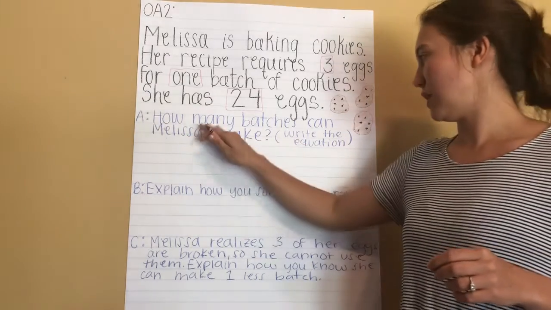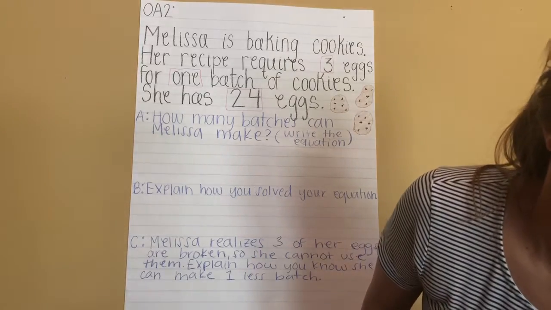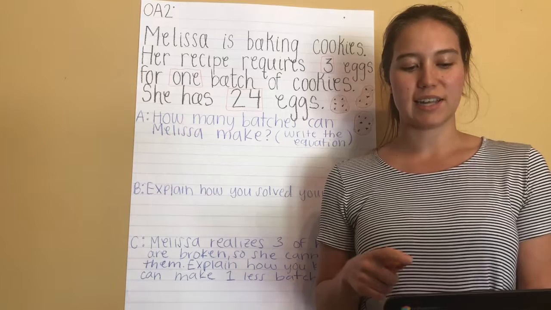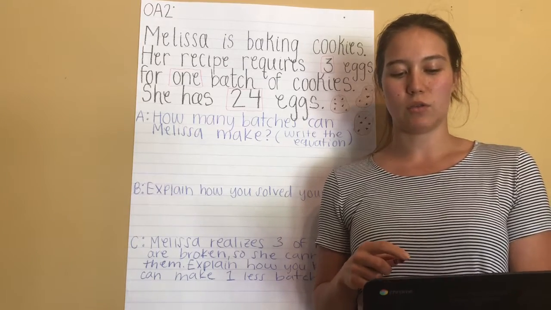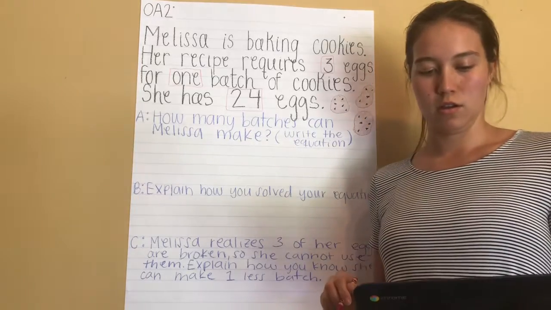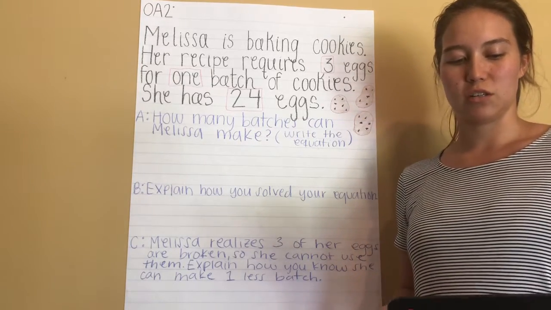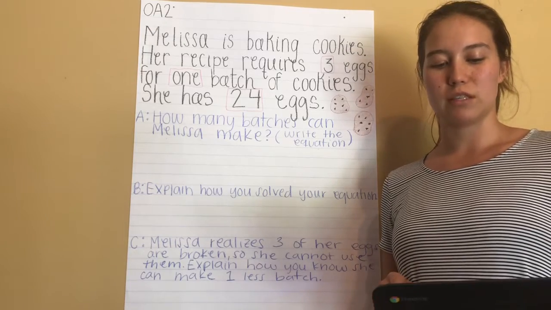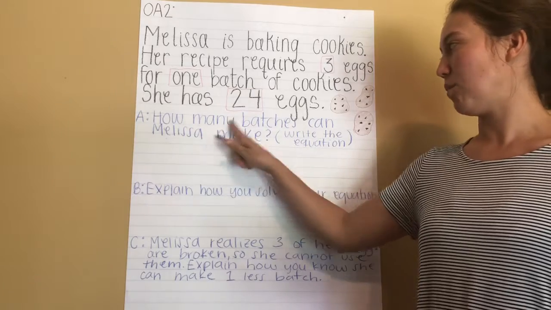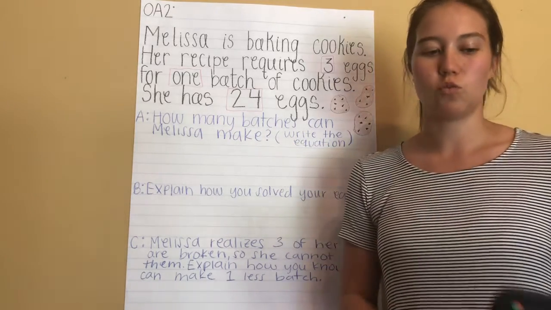Part A is a combination of A and B. So in the GMAS packet, A says write an equation to find how many batches of cookies Melissa could make. So we're going to be writing the equation. Part B says solve your equation to find out how many batches of cookies Melissa can make. So we're going to be solving for how many batches Melissa can make, and also writing the equation that we use when we solve it.